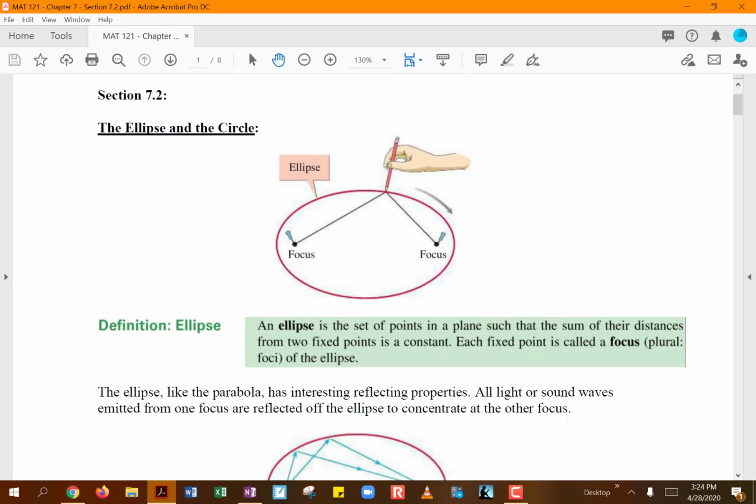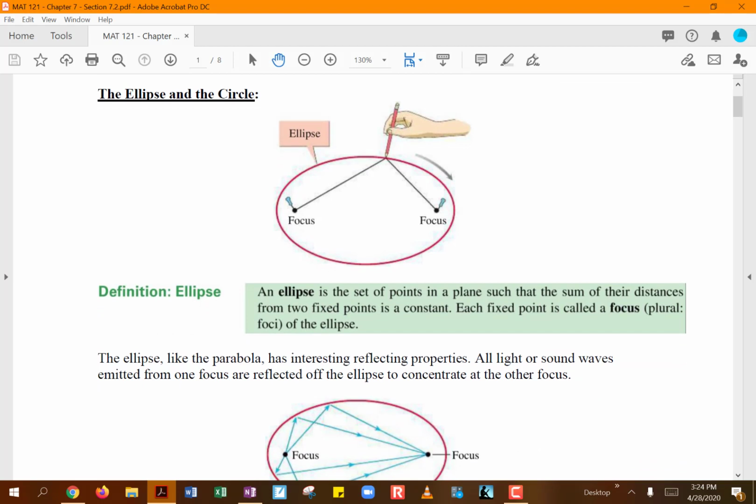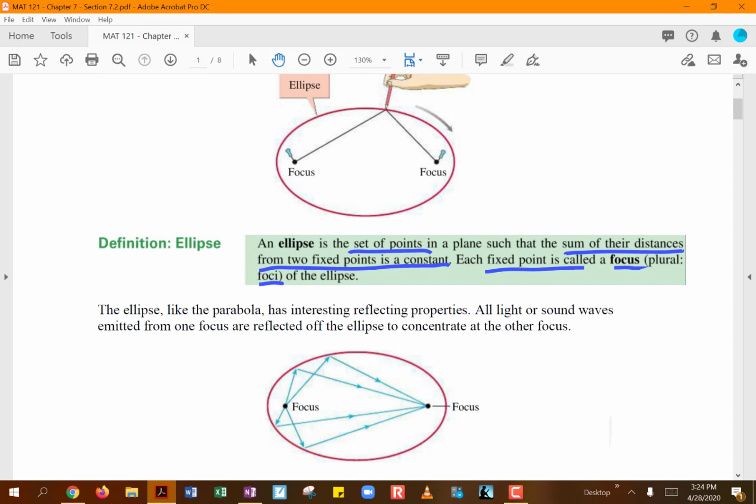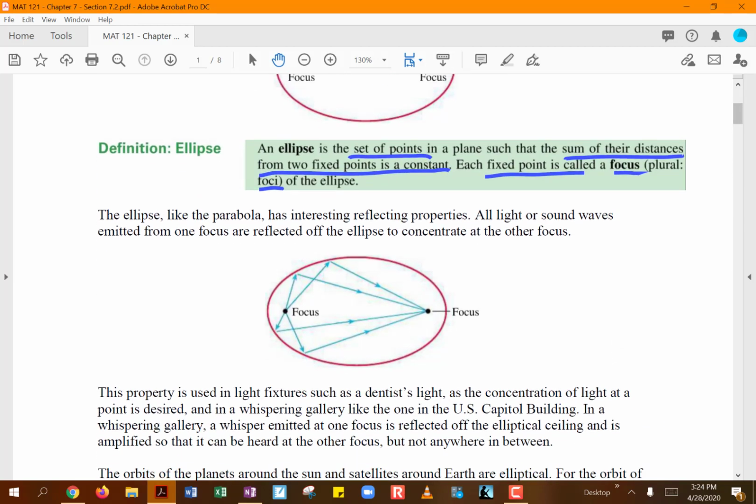So as you look at the definition, we are saying an ellipse is the set of points in a plane such that the sum of their distances from the two fixed points is constant. And each of these fixed points we call a focus, or as a plural, you can call it foci, okay? So just like we saw with the parabolas, ellipses also have an interesting reflecting property.